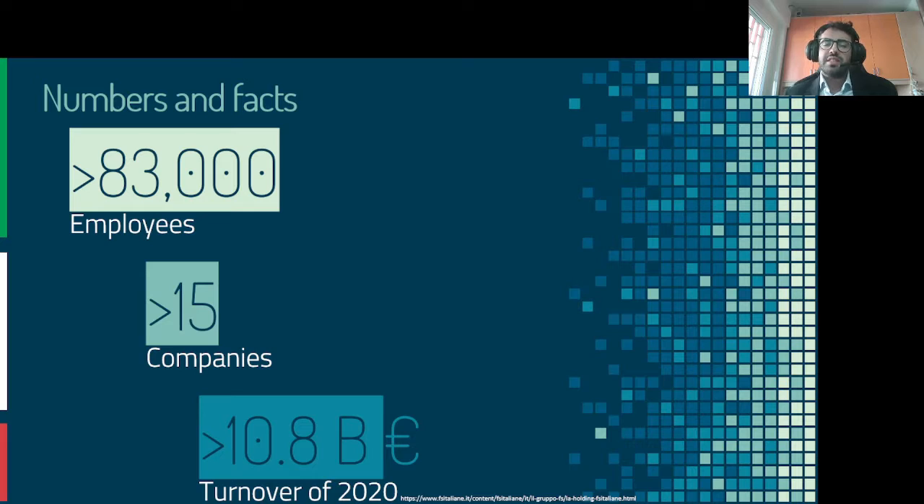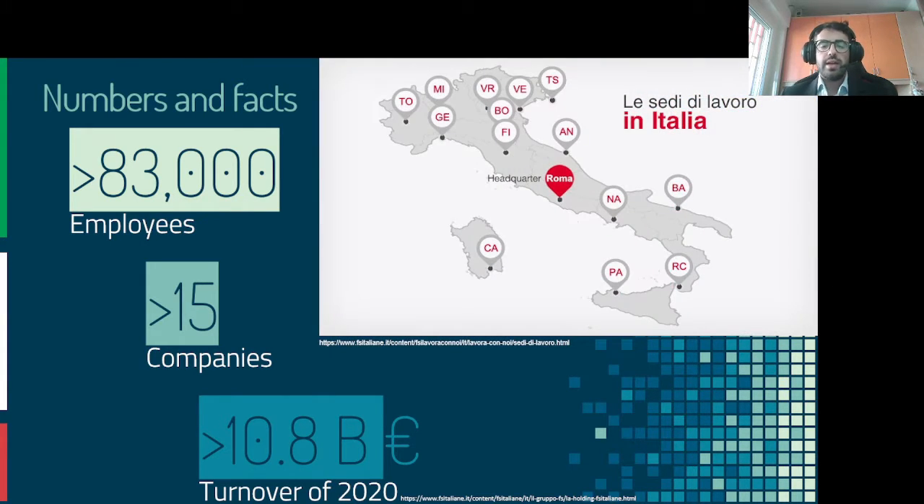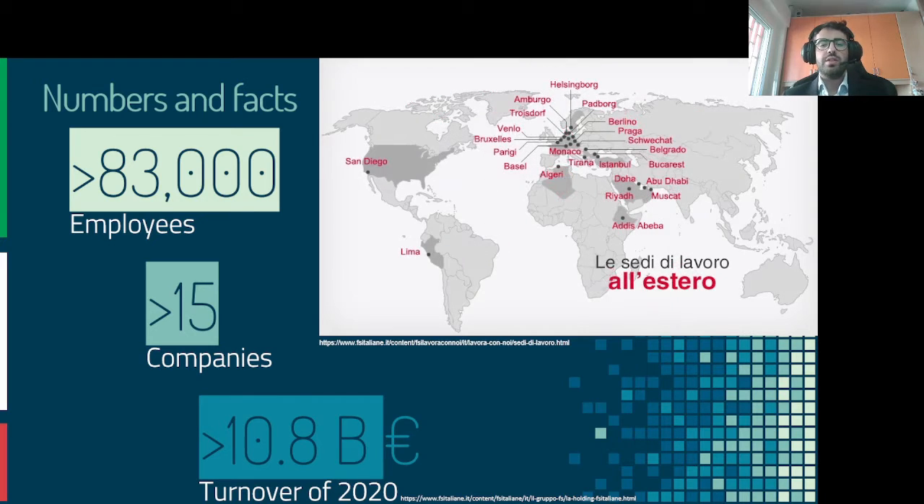After these seven theory slides, let's start presenting where we made what I'm about to show you. The company has over 83,000 employees. It's a large corporate group that has 15 companies, and the turnover of 2020 was 10.8 billion. The headquarters is in Rome, and these are the other foreign offices in the world.